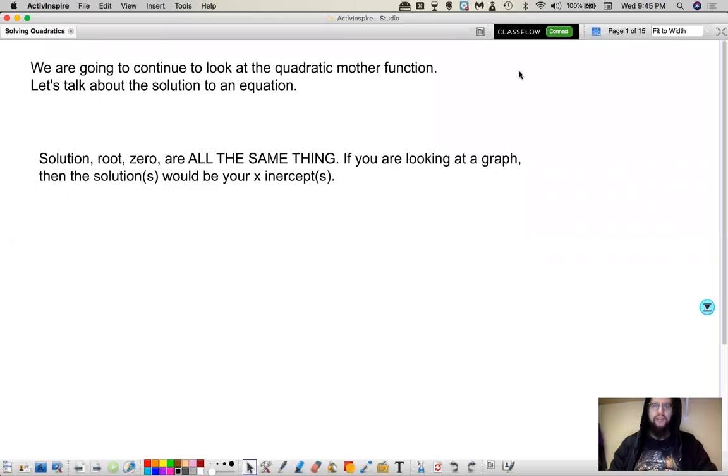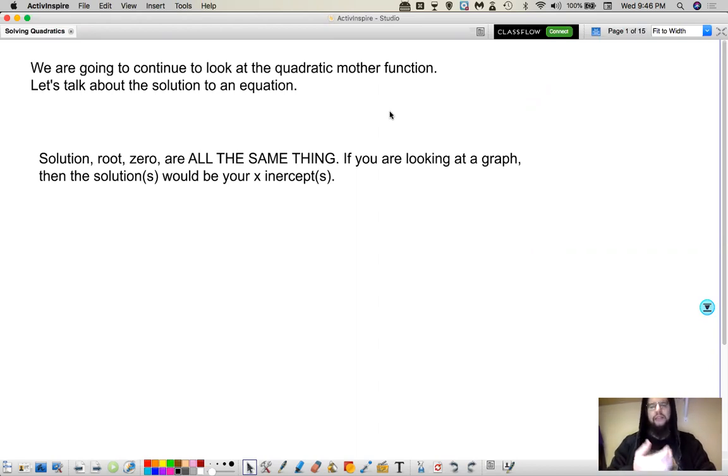Hey guys, so today we're still going to be looking at some quadratics. This quadratic mother function isn't going anywhere. So we've graphed it, we've changed its form, but what we haven't done is solved it. And that's what we're going to talk about this unit.